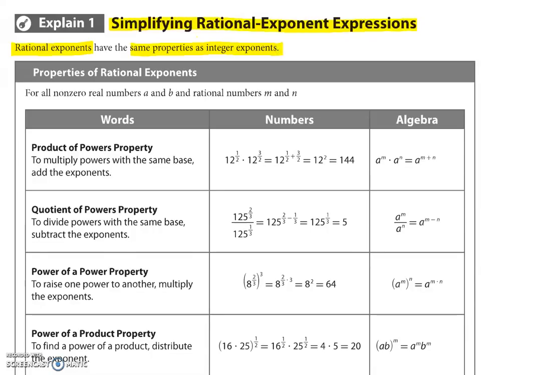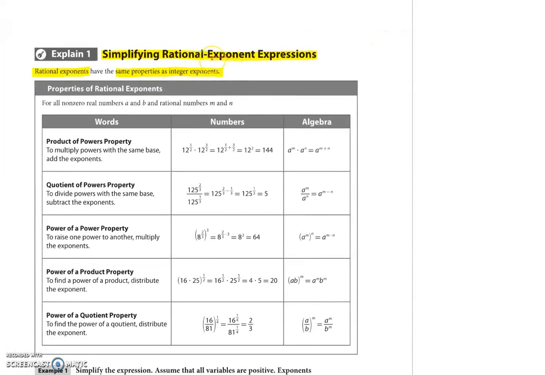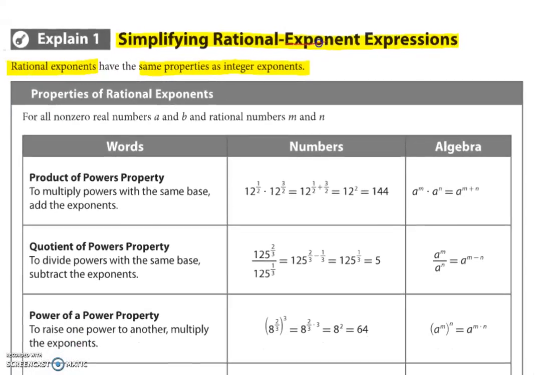So as we go through these, I'm going to be relating them to integer exponents, which you should have already learned. So integer exponents, if we think about this as like x squared times x cubed, we would add those exponents and we would get x to the fifth. So the same thing can be said for when it is a rational exponent. So here I have 12 to the 1/2 times 12 to the 3/2. So I'm going to add those exponents and get 4 over 2, which is 2. 12 squared is 144. So product of a power property, we add the exponents.